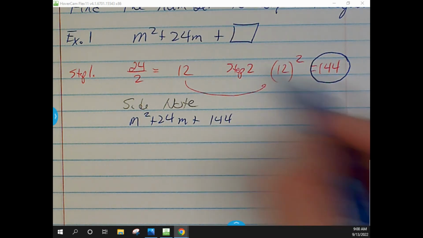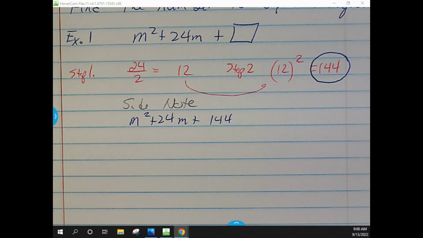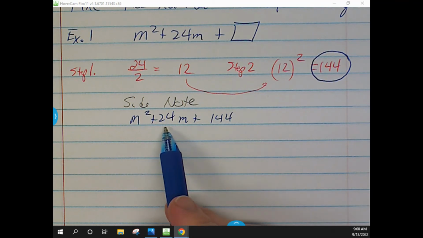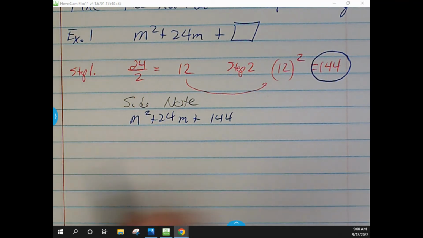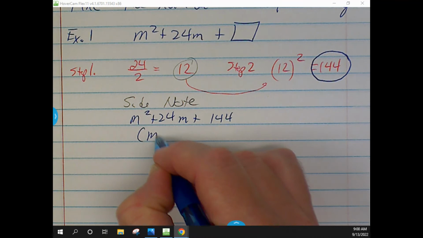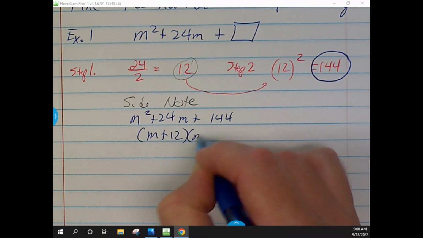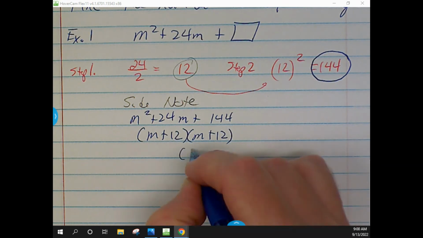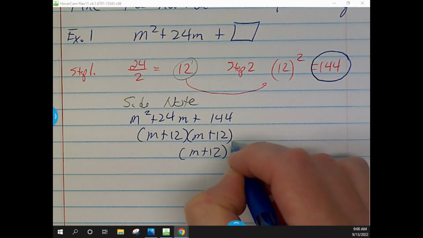When you take this number and plug it back in here, here's what they're trying to get you to see. What are the factors of 144 that would equal 24? I'll give you a hint. The answer's right here. It's this b divided by 2 term. Big 12 and 12. 12 times 12 is 144. If you add 12 and 12, you get 24. So this would be m plus 12 and m plus 12, which means this would really be m plus 12 squared.